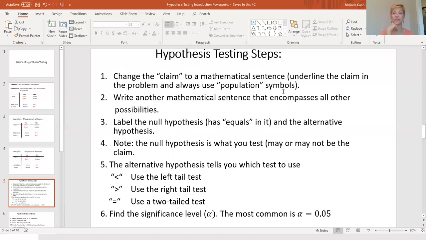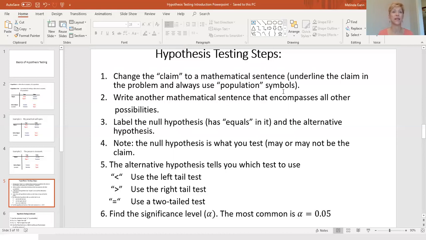So you've got one math sentence written down. Then you've got to come up with another math sentence that encompasses all the other possibilities. So suppose your sentence was that the mean was less than 4, okay? What other sentence would encompass all the other possibilities?